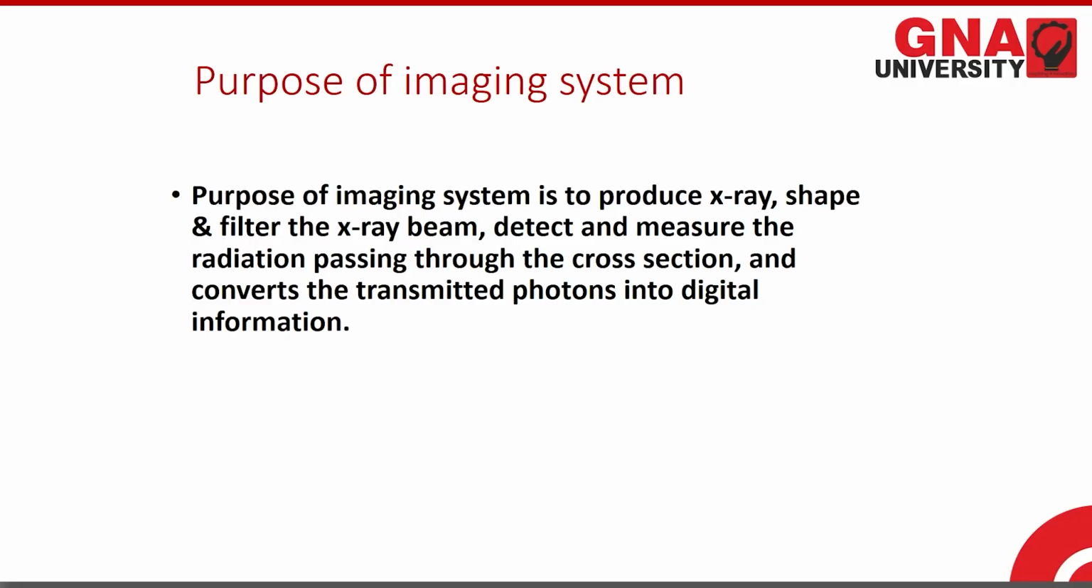The purpose of the imaging system is to produce X-rays, shape and filter the X-ray beam, detect and measure the radiation passing through the cross-section, and then convert the transmitted photons into digital information. Remember that in the very first step, the imaging system does not create an image, but at the end, it only creates measurements, which require further computation and mathematical reconstruction. Then, finally, we can get a cross-sectional image.